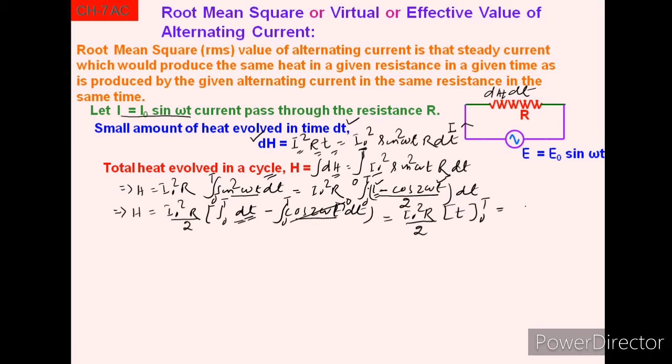So finally, this is equal to I naught square R by 2, and by putting the value once t and next time 0, we will get this equal to t. Let's make this expression 1: I naught square R by 2 into t.